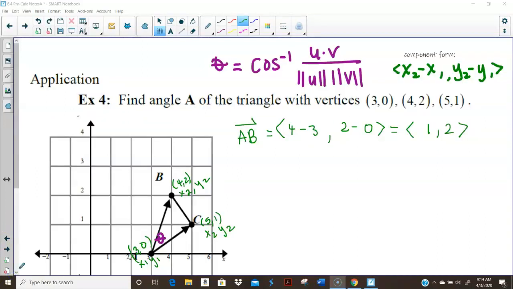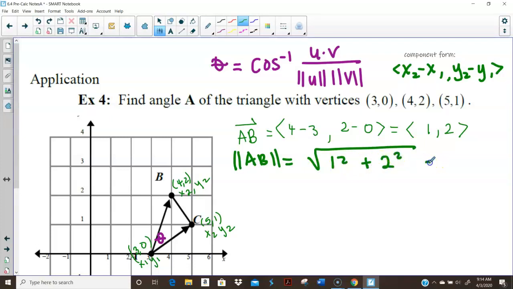Now we'll find the length or the magnitude of that vector. So the magnitude of vector AB is going to equal the square root of 1 squared plus 2 squared. This is going to give me the square root of 5.